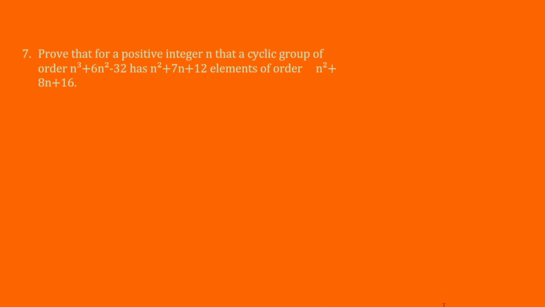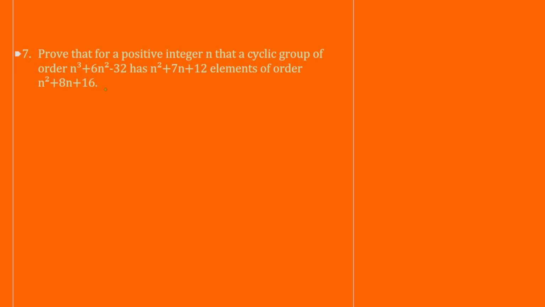All right, and that is it for problem 6. Now let's move on to problem 7. We are asked to prove that for a positive integer n, a cyclic group of order n cubed plus 6n squared minus 32 has n squared plus 7n plus 12 elements of order n squared plus 8n plus 16. This is going to be continuing off of finding the number of elements of each order in a cyclic group.